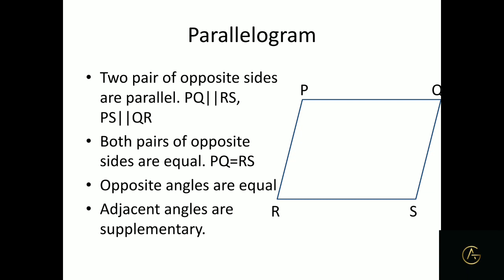Both pairs of opposite sides are equal, meaning PQ is equal to RS and PR is equal to QS. Opposite angles are equal. It means angle P is equal to angle S, angle Q is equal to angle R. And adjacent angles are supplementary, meaning angle P plus R is 180 degrees, same as in a trapezium.